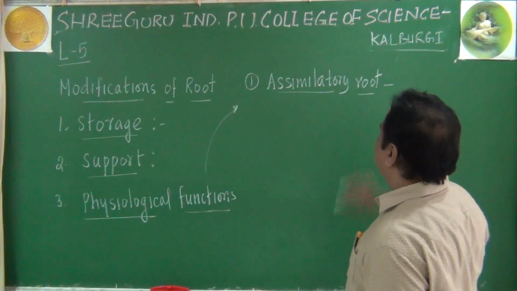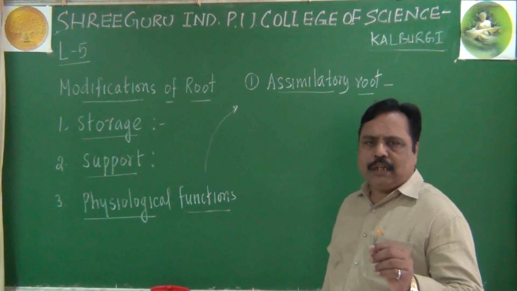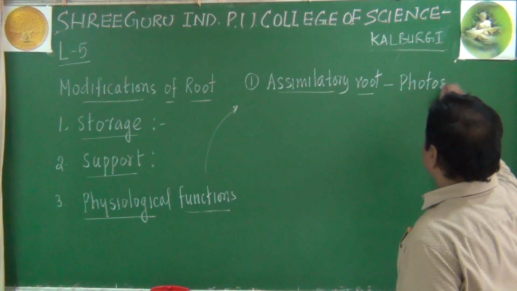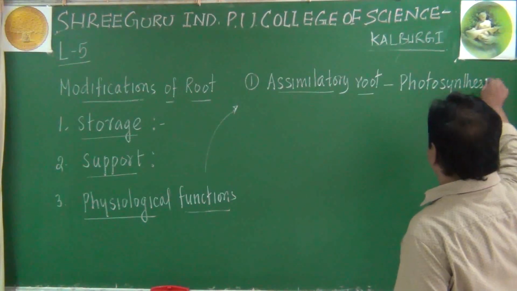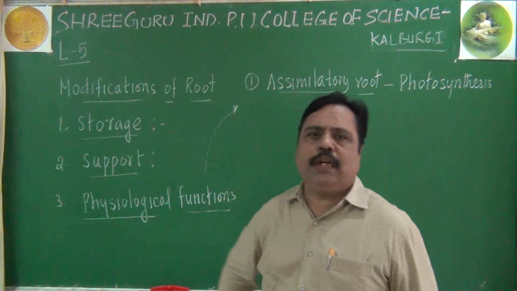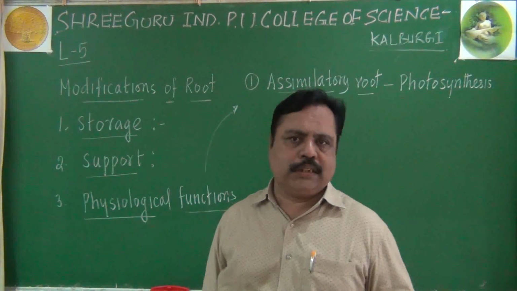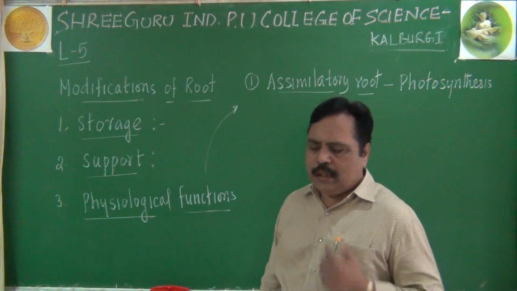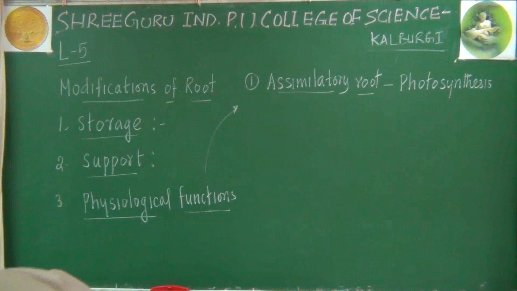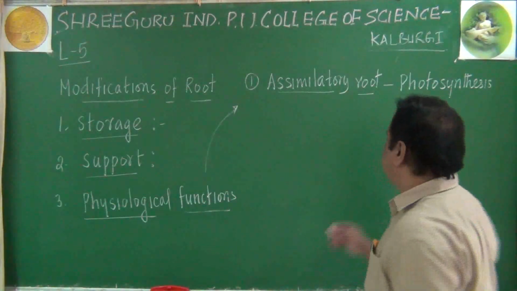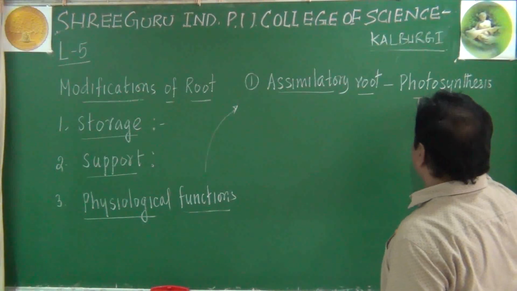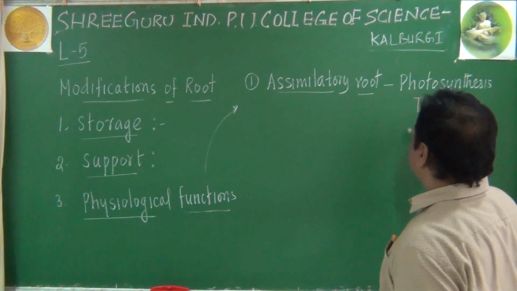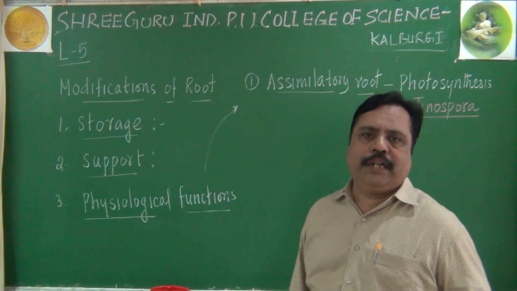What does this assimilatory root mean? Some roots are able to perform photosynthesis also. Generally, leaves are meant for photosynthesis. But in these cases, roots can also undergo photosynthesis. What is the example for photosynthetic root? You must know the example called Tinospora. It is an example for assimilatory root.